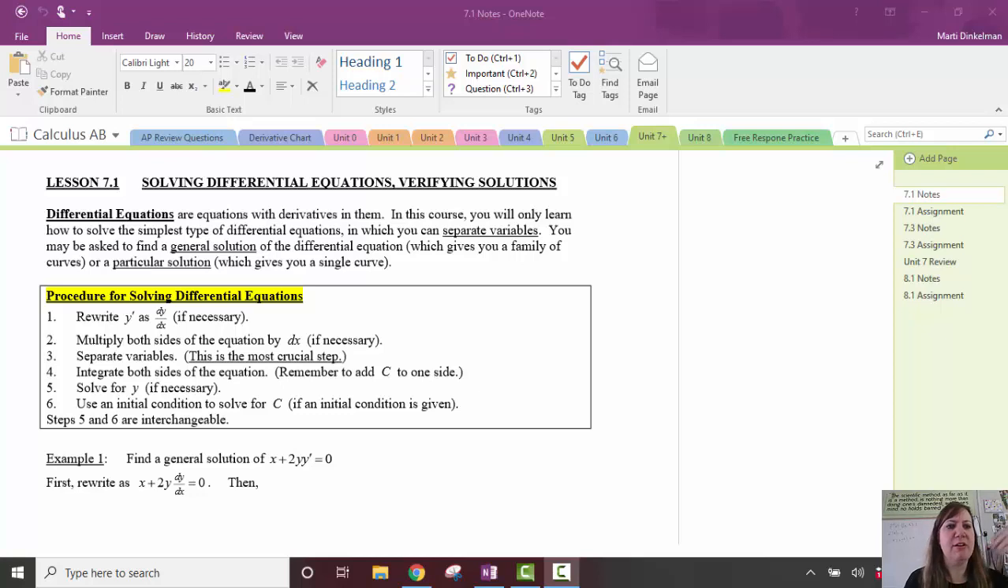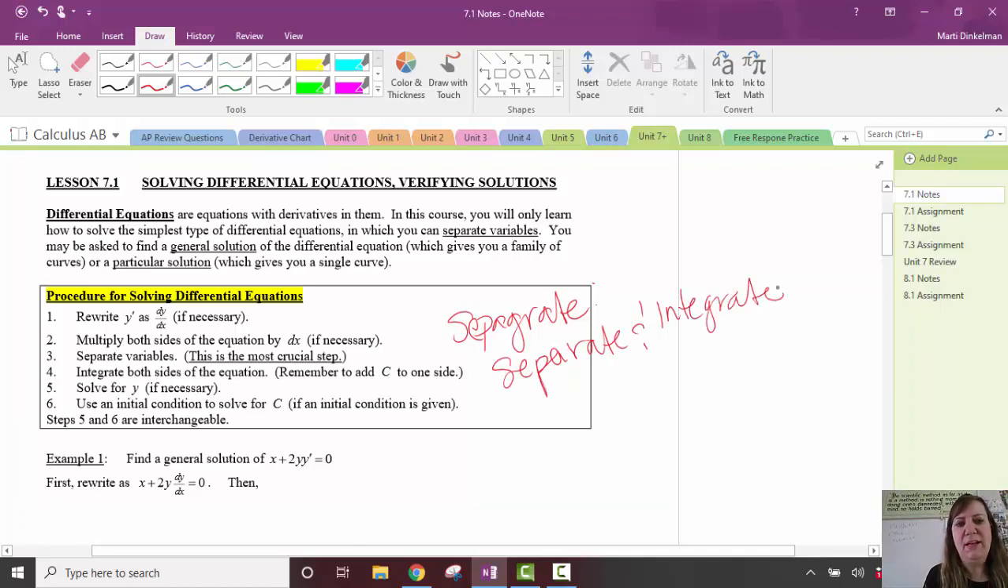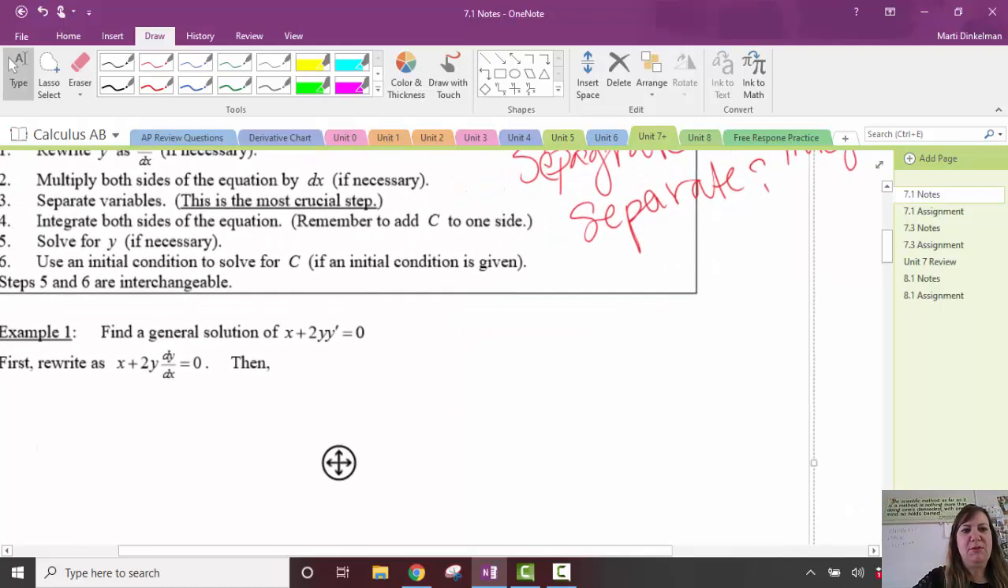So the procedure here, I kind of made up a new word. I didn't really make it up. I stole it. I don't even know how to spell it. But what we're going to do is we're going to separate. Separate is really a combination of we're going to separate the variables and then we're going to integrate. And then there are some things to do after that, but that's basically what we're going to do here. So again, we'll kind of look at some of those procedures.